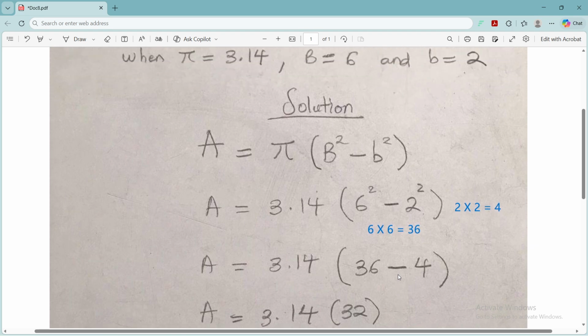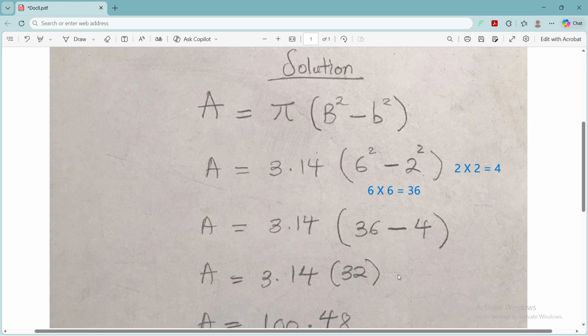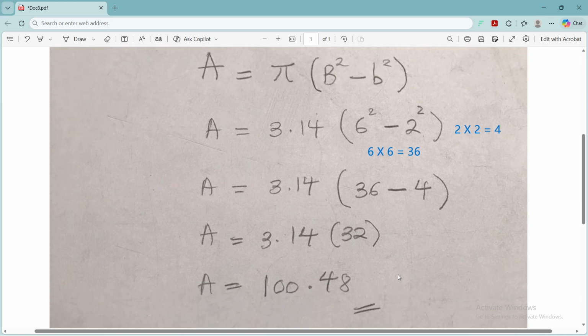So we have to multiply 3.14 by 32, and in doing so, we are going to arrive at our final answer as 100.48.